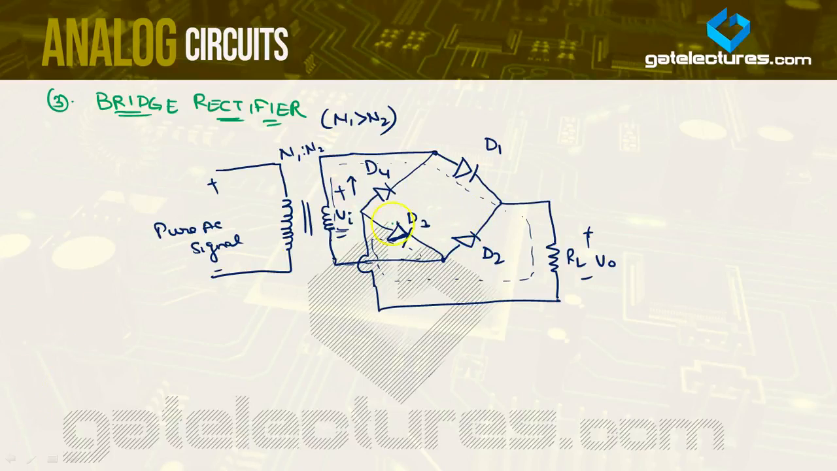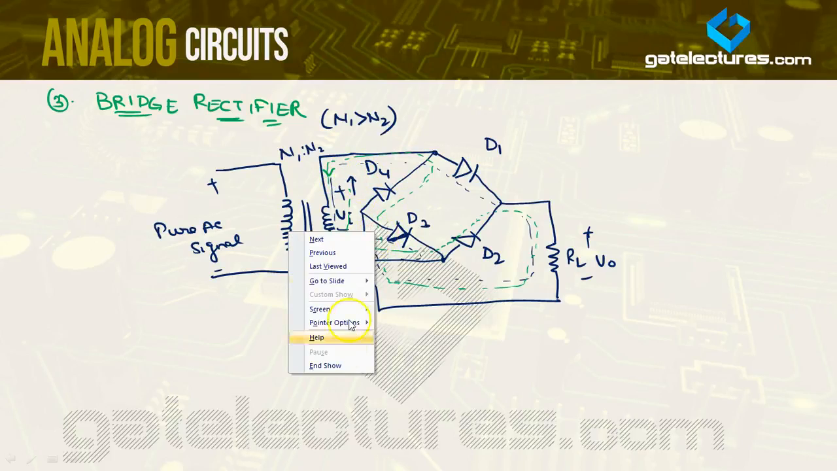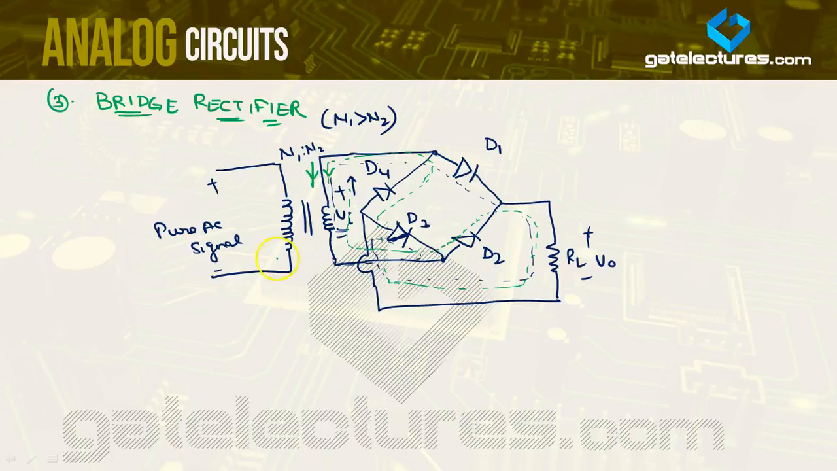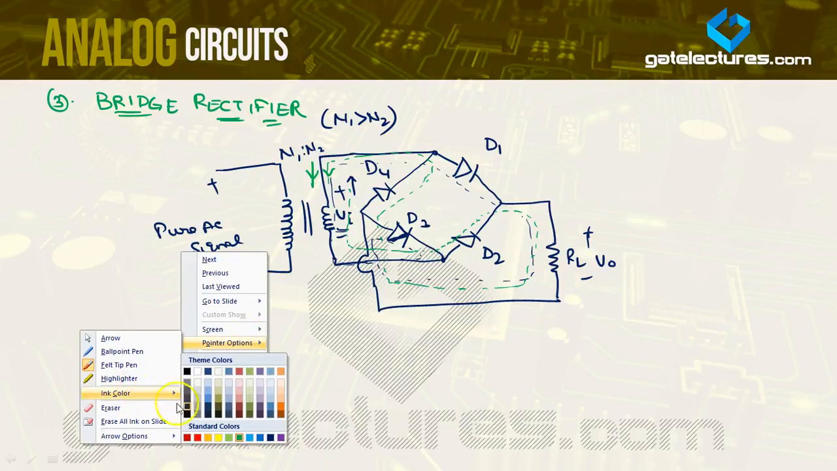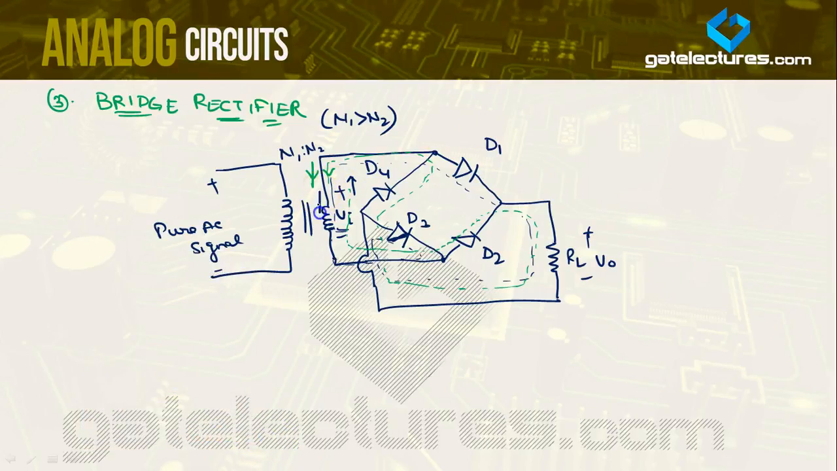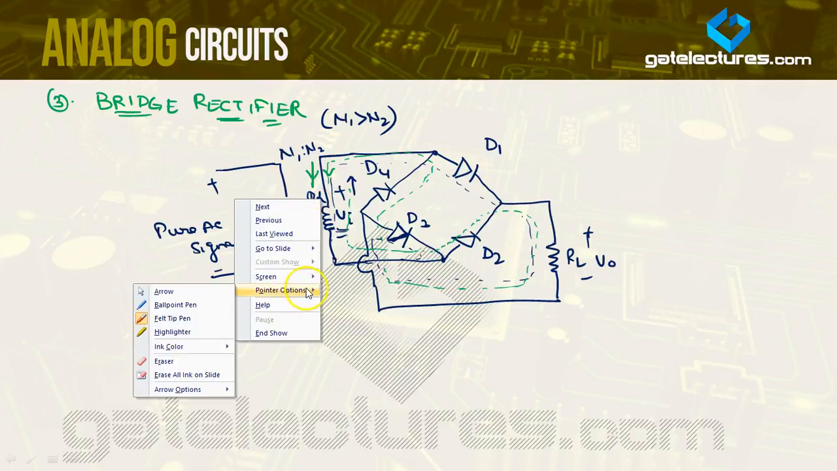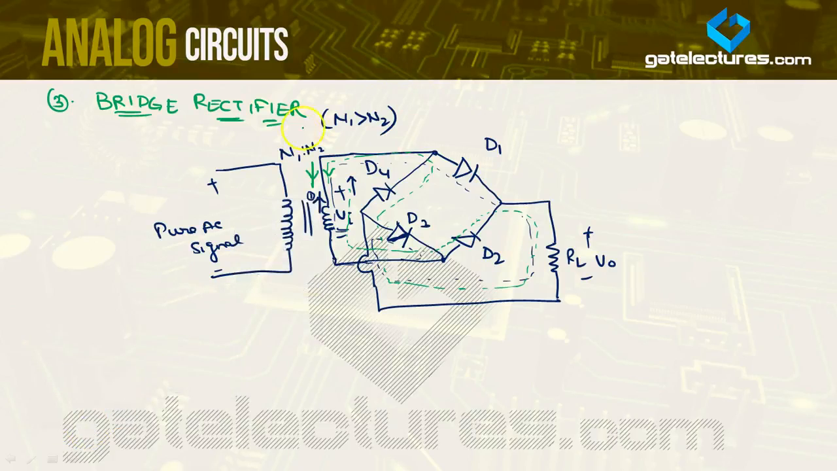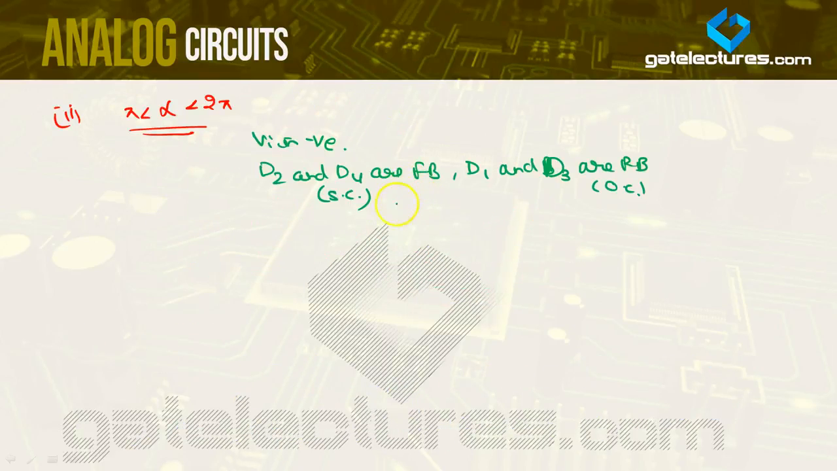So the current flows like this. If you keenly observe, the current for the second case flows in the opposite direction to the current in the first case. So we can clearly observe that both the currents are opposite in direction to each other.